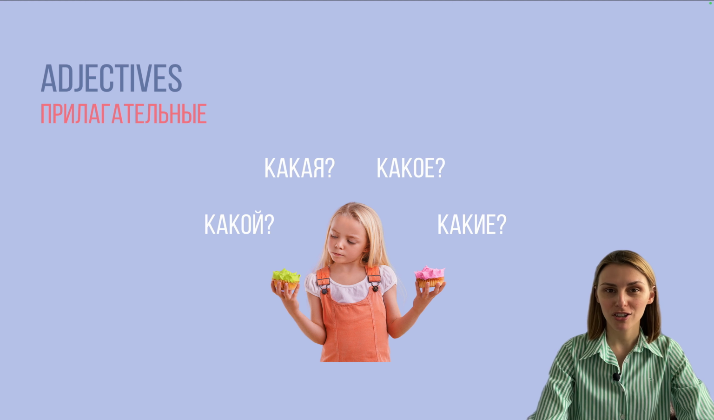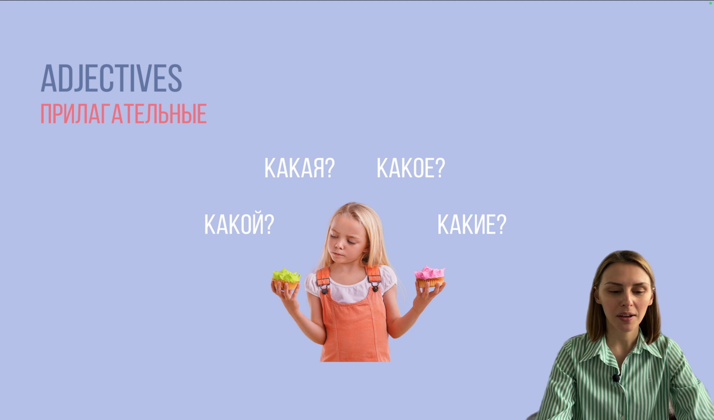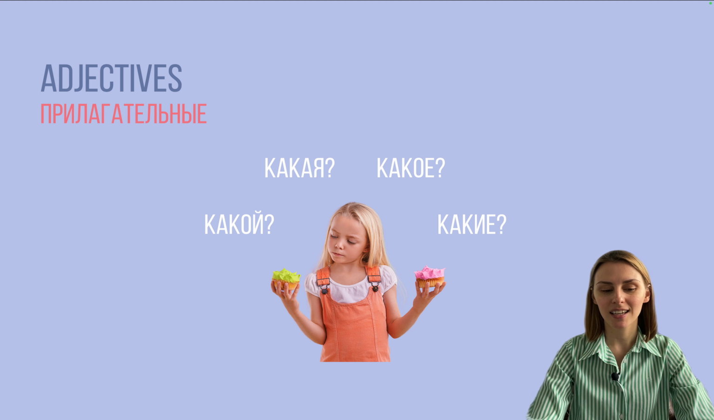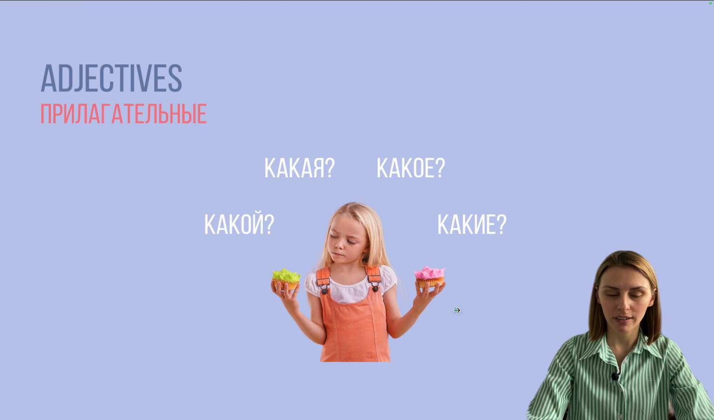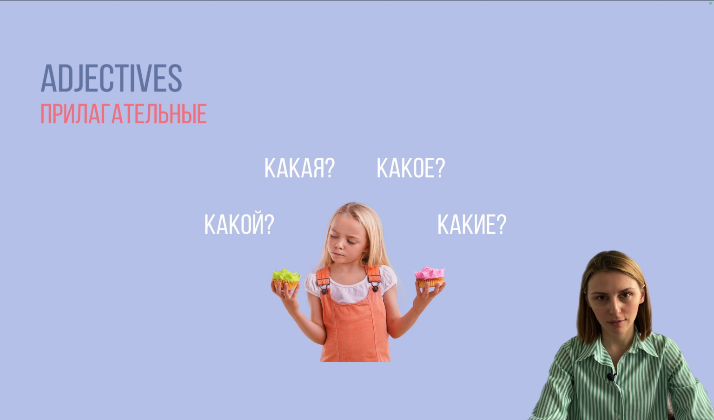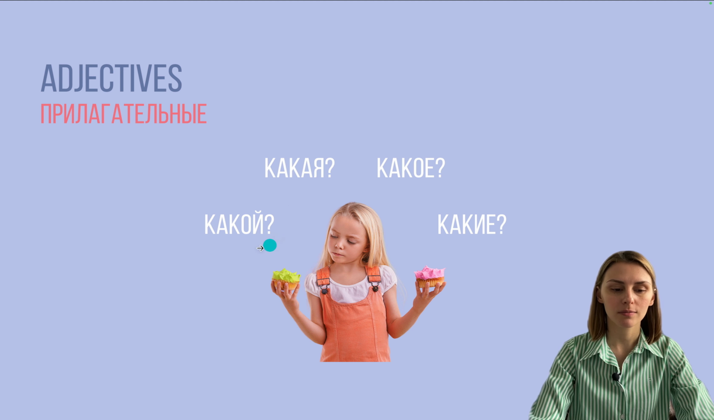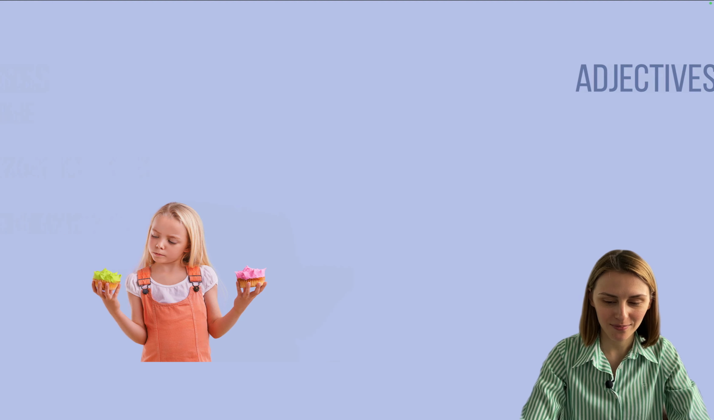Adjectives answer the following questions in the Russian language. Какой, какая, какое, какие. Like this girl in the presentation, she's looking at the cakes and she can say that the cake in this hand is зеленый, and this cake is розовый. Green and pink, they are adjectives. Зеленый, розовый. And these are the questions. Какой, какая, какое, какие. So why do we have 4 different questions for adjectives?